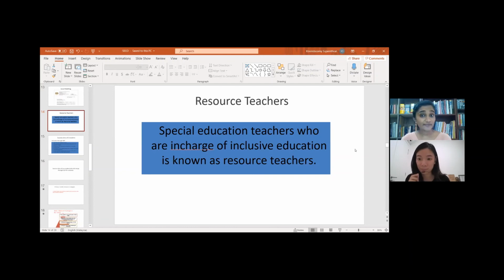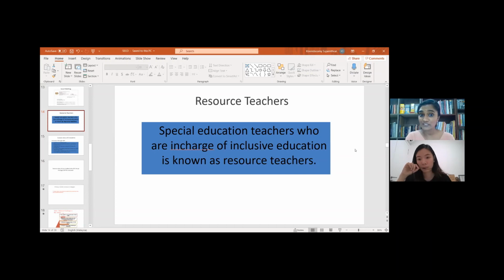Now, in special education, we have the special education teachers. If that school, that program, is doing inclusion, then there will be two teacher roles. The first one is the teacher who is in charge of the inclusion program. She will be the shadow teacher, or in Malay we call guru pendamping.